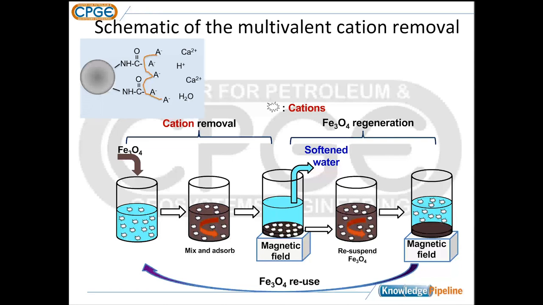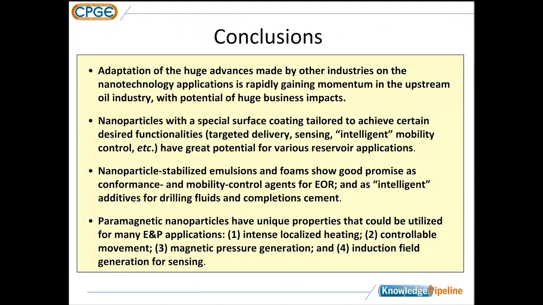So again, as shown on the left, we can mix these magnetic nanoparticles into the divalent or multivalent cation containing water and then vigorously mix them so that these positively charged cations can be attached to the magnetic nanoparticles. And then we can apply a magnetic field to remove these calcium-attached magnetic nanoparticles and drain off the softened water. Then, again adjusting the pH of these separated nanoparticles and calcium ions, we can regenerate the nanoparticles and reuse them for other separation purposes.